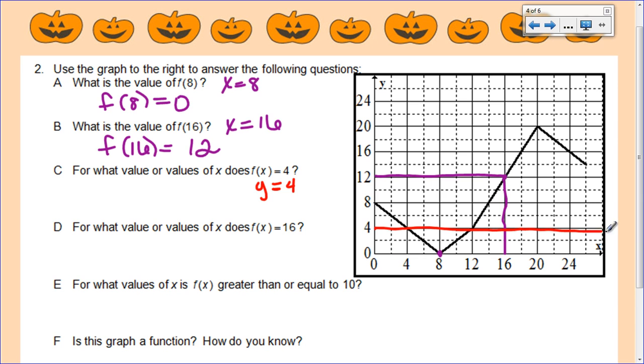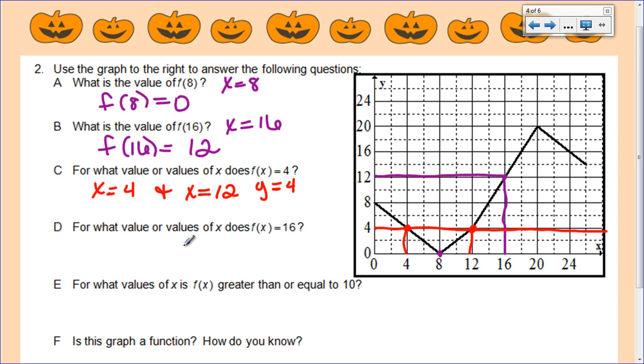So that I can see that it hits the graph here and here. So y equals 4 happens twice on this graphed line. It happens once here and once here. Well, the x value for this one is 4, and the x value for this one is 12. So there are two values. That's why it was worded the way it was, value or values. So in order for y to equal 4, x is 4 and x is 12, because it happened twice on my graph.